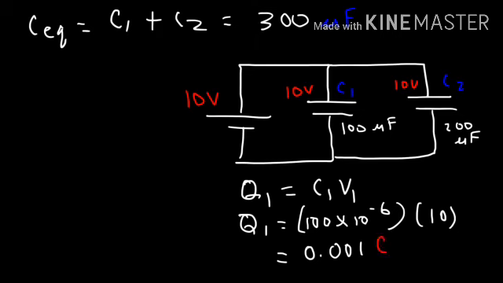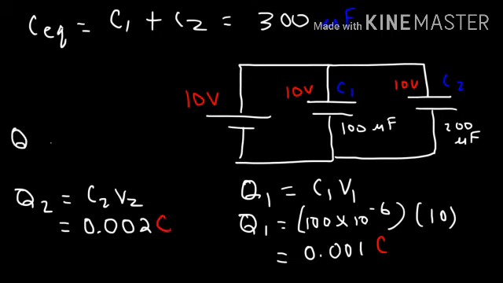Now what about C2? What is the charge stored on C2? We can use this equation: Q2 is equal to C2 times V2. So that's 200 times 10 to the minus 6 times 10 volts. It's going to store twice the amount of charge compared to C1. So it's 0.002 coulombs.